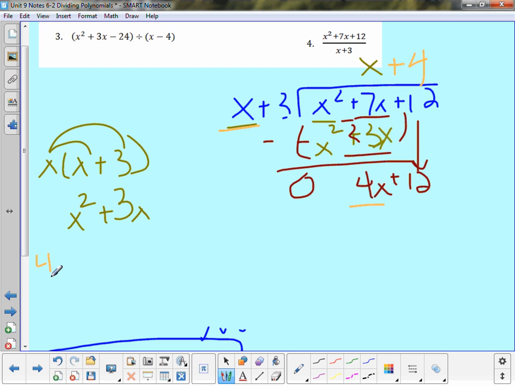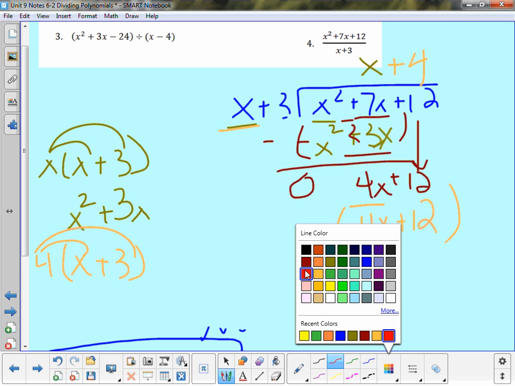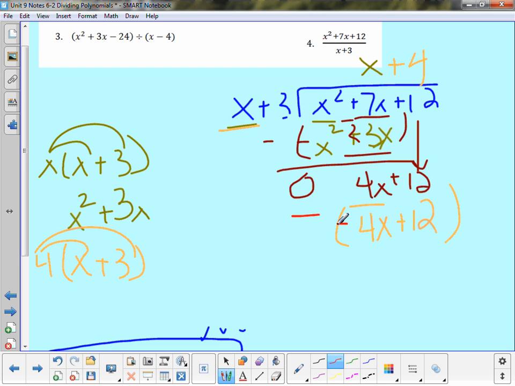So then as a side note, I'm taking 4 times x plus 3 and distributing that in. So here I have 4x plus 12 once you've distributed in. Again, we're subtracting that, so I want to change the signs of everything. 4x minus 4x is 0, 12 minus 12 is 0. So I have a remainder of 0. So my final answer then is x plus 4.